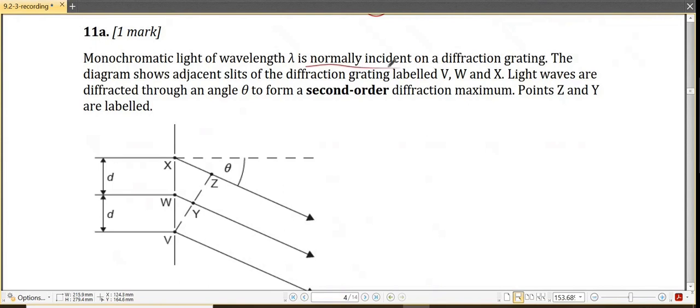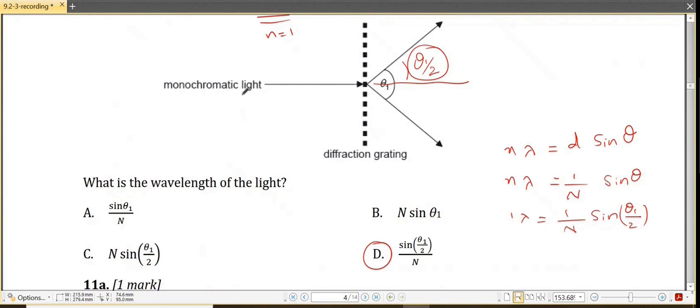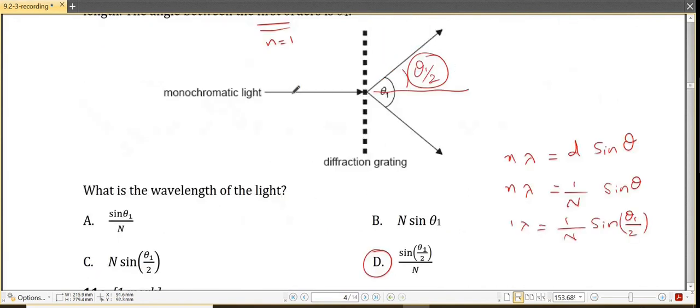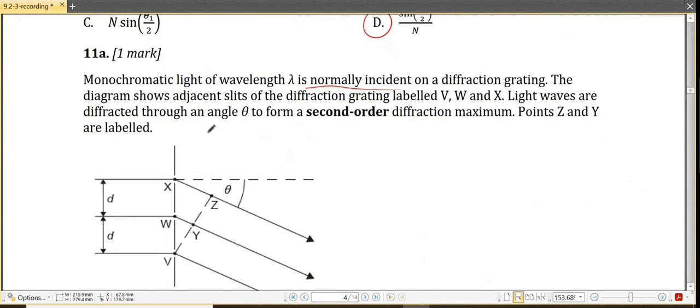When you see normally incident, don't worry about it. The diffraction grating equation assumes that the light falls normally on the grating. See, it is falling normally on the grating. So don't assume that this theta is 90. This is the angle of diffraction. The diagram shows adjacent slits of the diffraction grating labeled V, W, X.